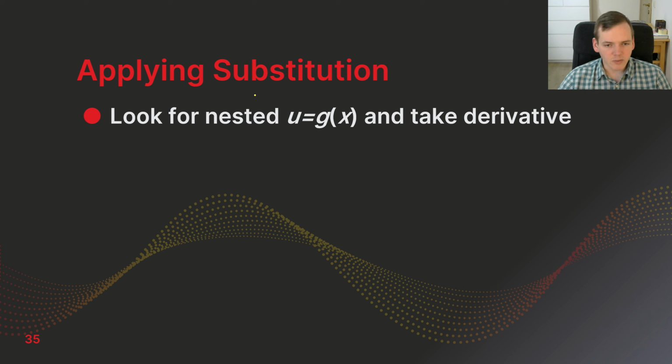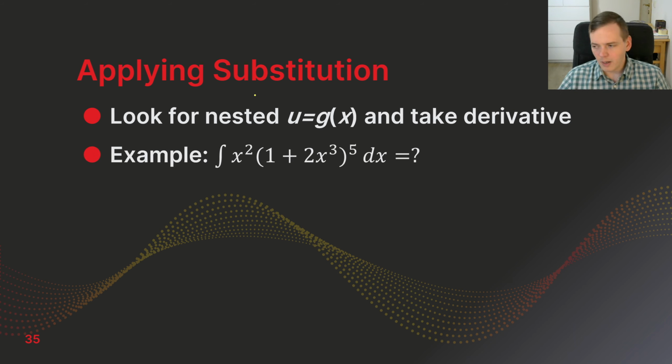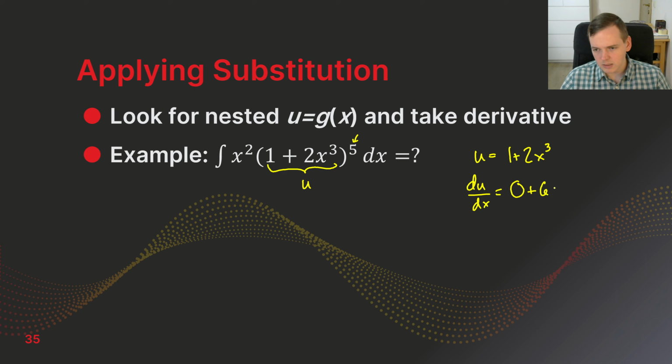So start by looking for a nested u of x to take the derivative of. For example, in this case, I see that there's a function in here that's nested within. So I'm going to call this my u: u equals 1 plus 2x cubed, because I saw it was nested in this x to the 5th function. If I take the derivative of that, I get du by dx, and that's going to be 0 plus 6x squared. And now I want to substitute things in.